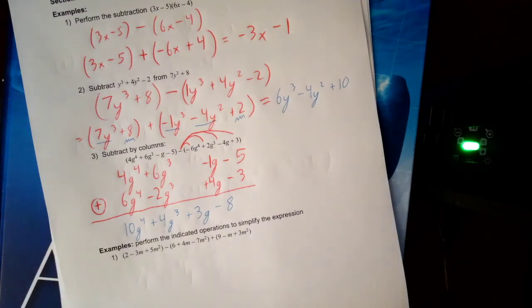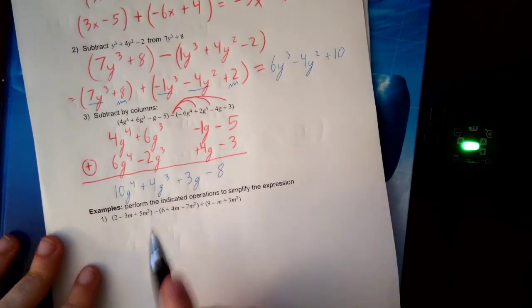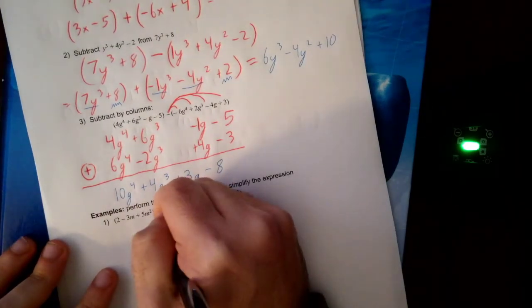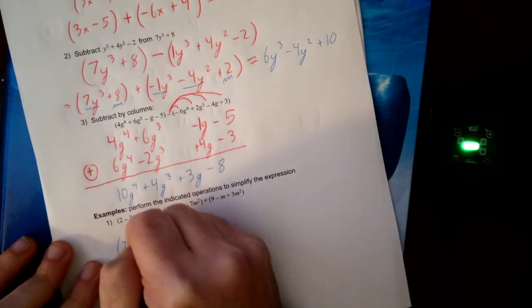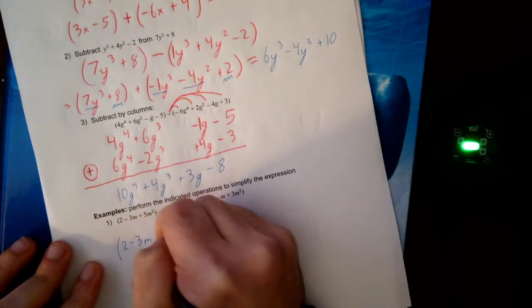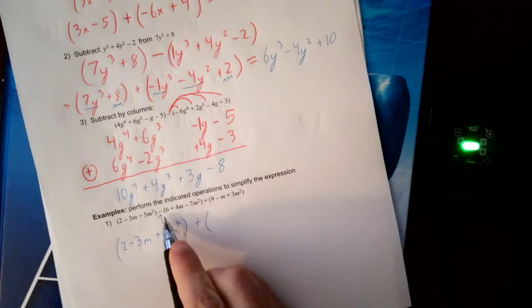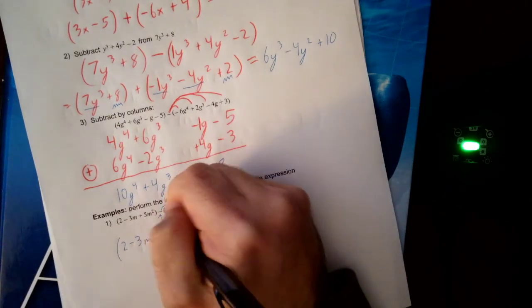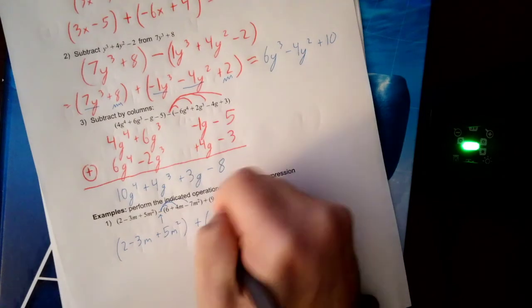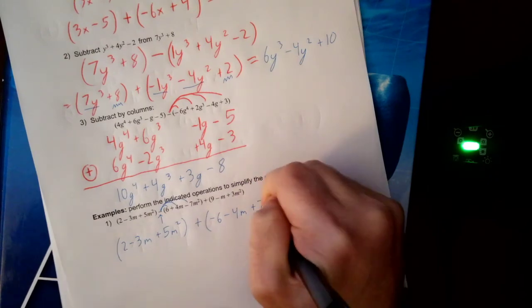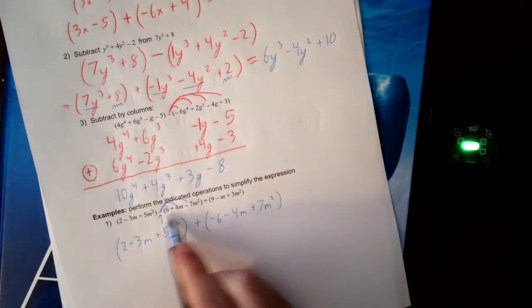So we can work vertically for subtraction just like we did for addition. Now, what if we have to do multiple operations? We want to subtract then add. Well, first I'm going to turn this subtraction into addition. So I'll copy down this polynomial. This symbol will become addition, and I need to flip all the signs in this polynomial, right? I'm distributing this negative sign. It'll be minus 6, minus 4m, and plus 7m squared once I distribute the negative, right?